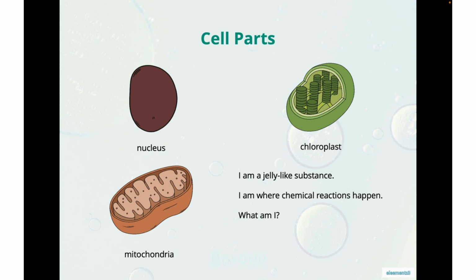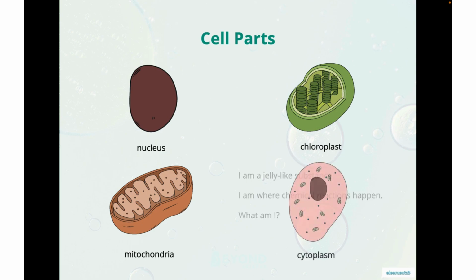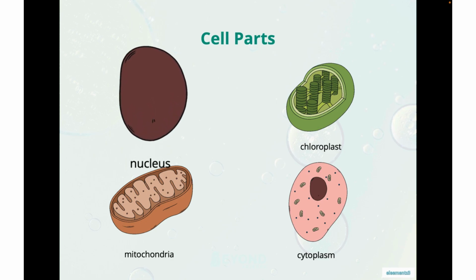Mitochondria. I am a jelly-like substance. I am where chemical reactions happen. What am I? Cytoplasm. So, nucleus, genetic material.